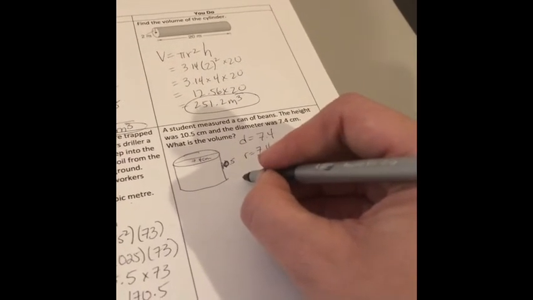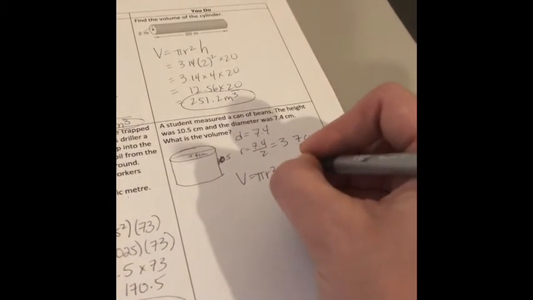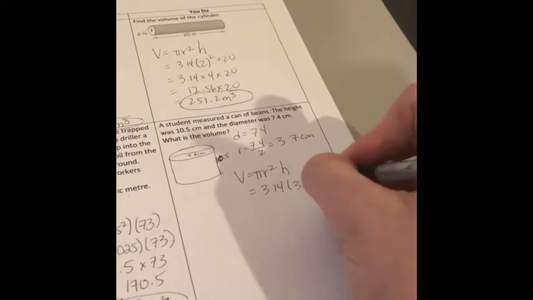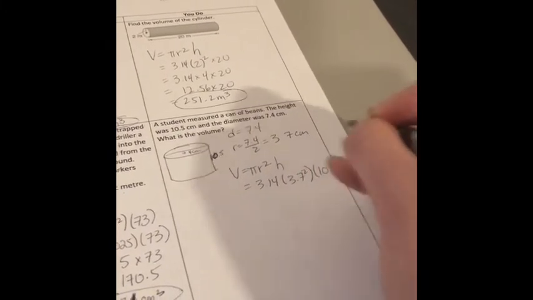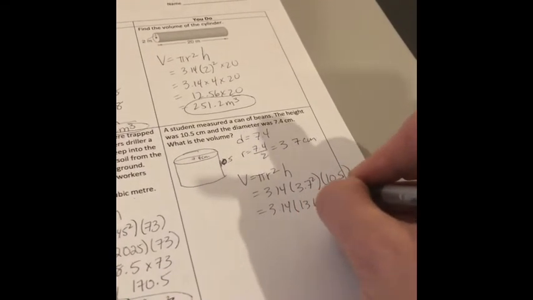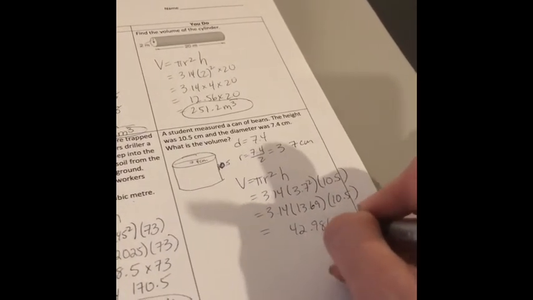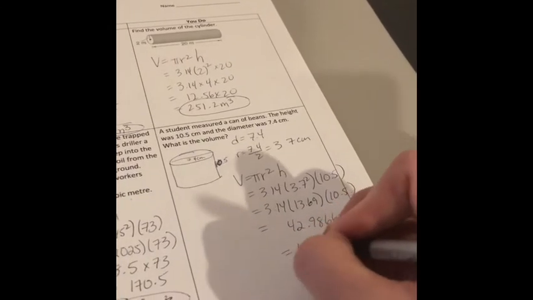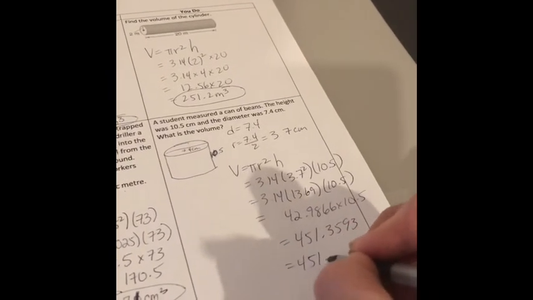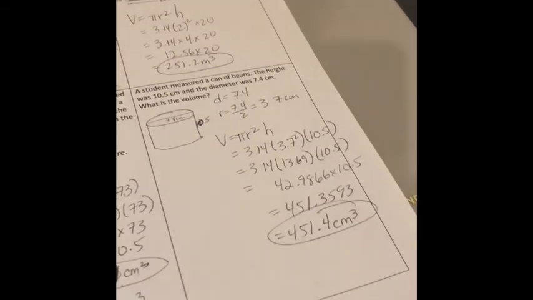So the problem for this one is the same with the volume, pi r squared, which is the area of the base, multiplied by the height. So we've got 3.14. The radius is 3.7 squared multiplied by a height of 10.5. So 3.7 squared is 13.69. 3.14 times 13.69 is 42.9866, times 10.5, and we get 451.3593, or 451.4 centimeters. This would again be cubed because it's volume. That's the end.